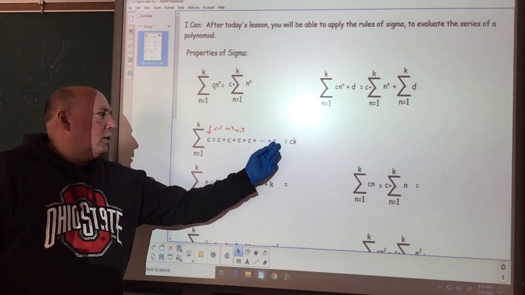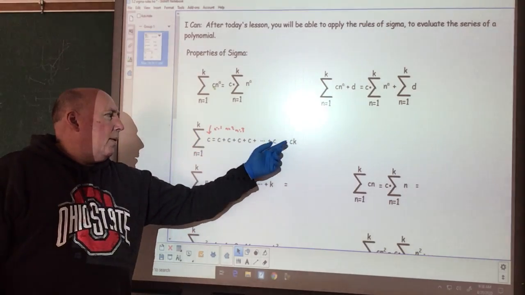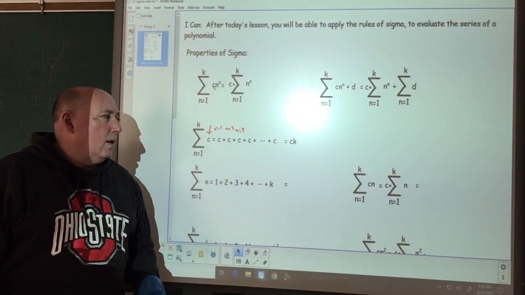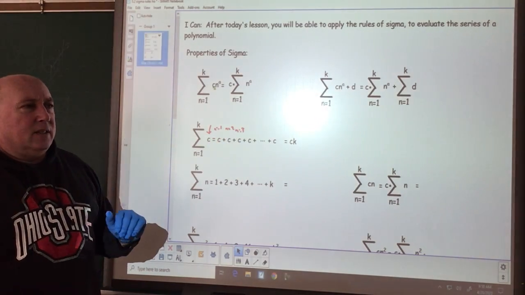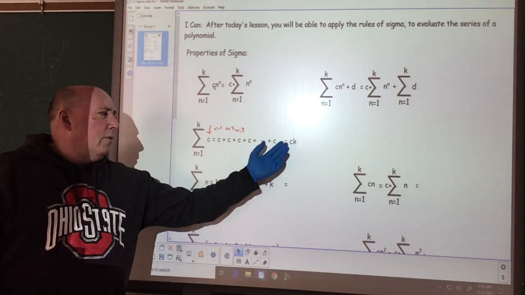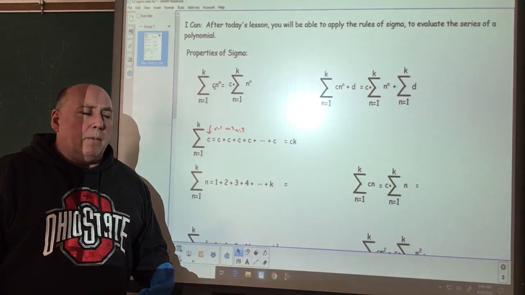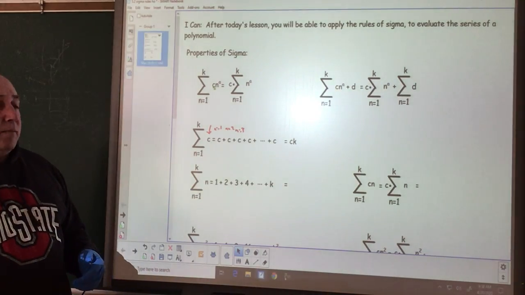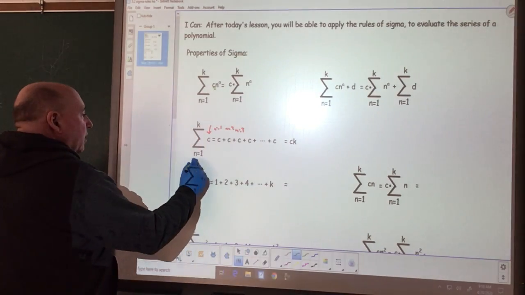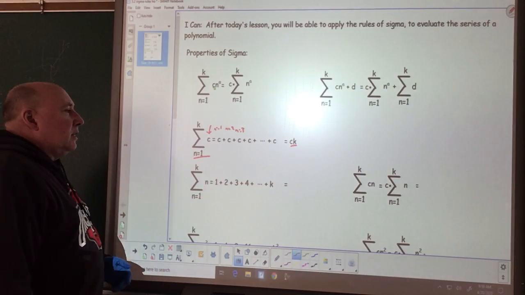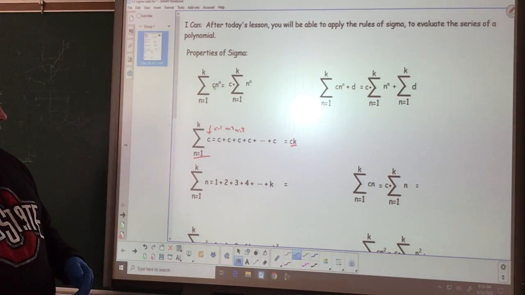What we can simplify this into is we could just multiply our k value times my constant. Because all we're doing is adding up k number of c's. I can simplify that into a multiplication problem. So I have k times c. So when I have a sigma of a constant, I can calculate this by c times k.